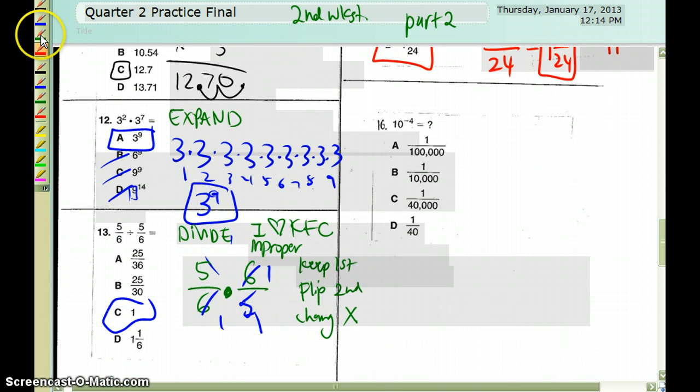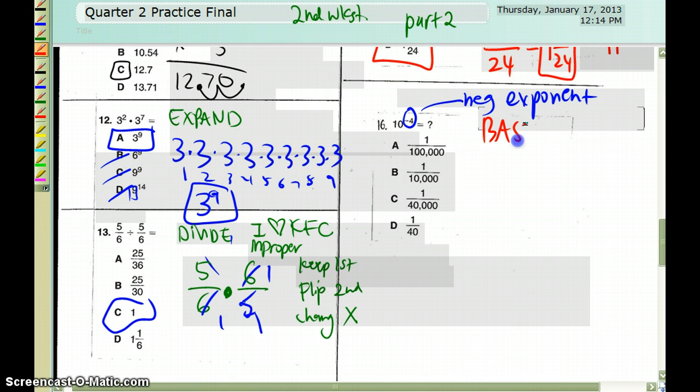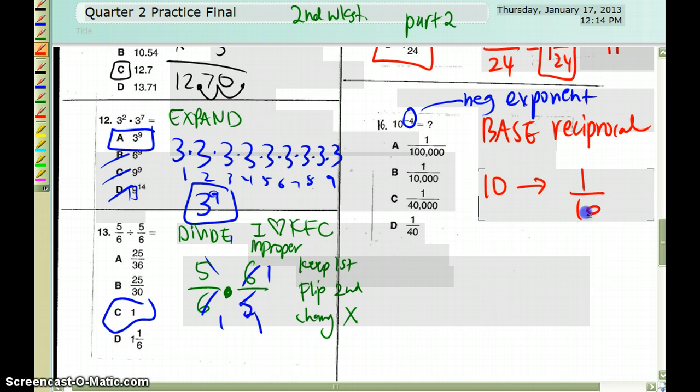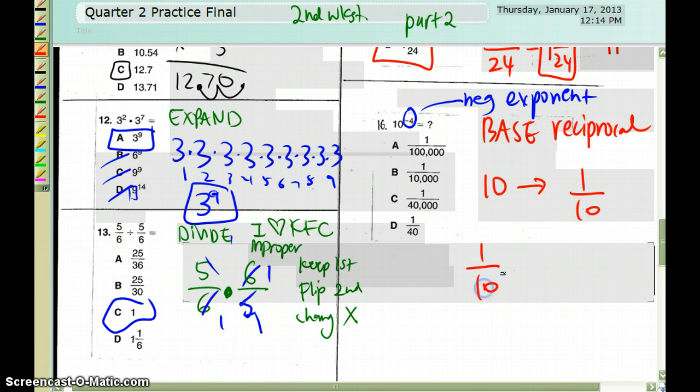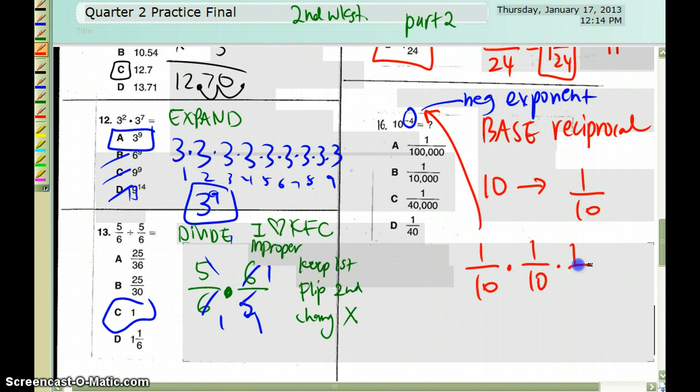Number 16, here we talked about in class the negative 4. If I have a negative exponent, then what's going to happen is I need to do the reciprocal for the base. Remember, the base 10 does not become negative. Okay, so the base 10, the reciprocal is 1 over 10. So then I do 1 over 10, and I do that 4 times in multiplication. I repeat that 4 times. So 1/10 times 1/10 times 1/10.